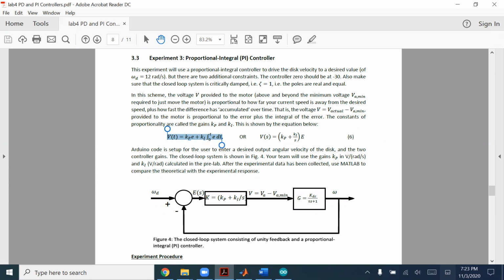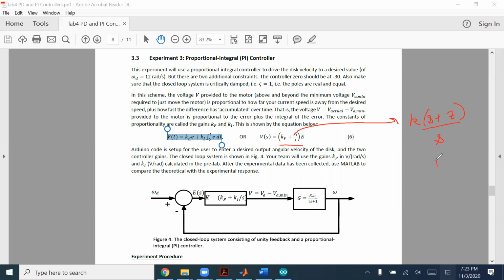If you want to convert this into the s domain, you will notice that KP times E stays KP times E, but KI times the integral of E is going to become KI divided by S times E. So the transfer function for this controller is KP plus KI divided by S. You can rearrange this transfer function into the following format: some gain multiplied by S plus some Z, divided by S.